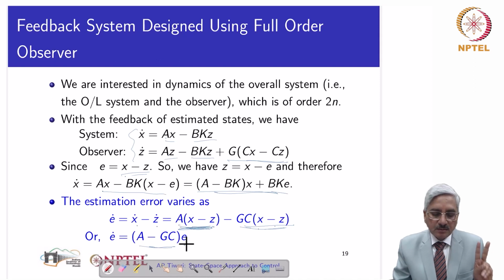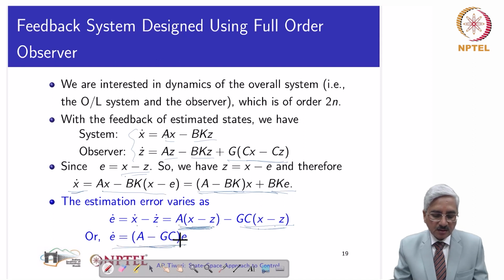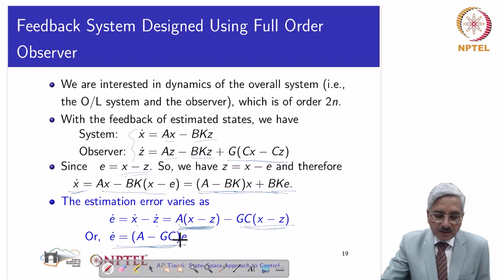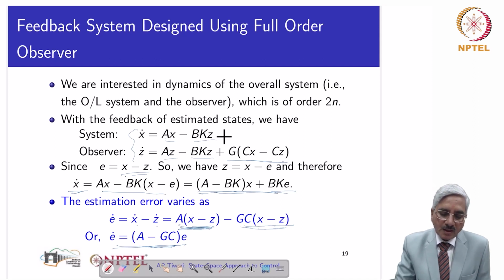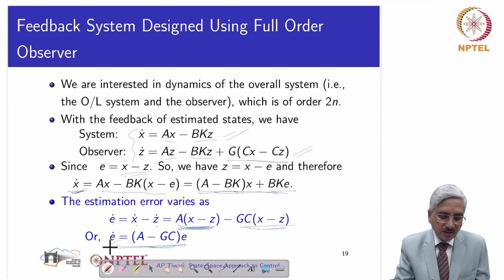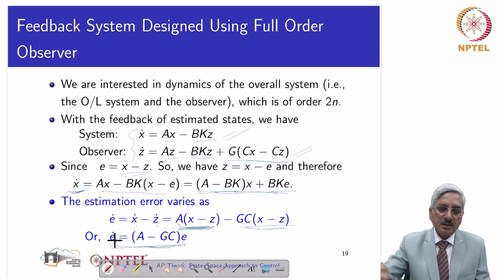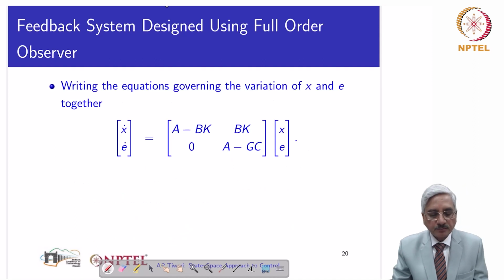So we have two equations for the overall system. One equation is this, x dot equal to (a minus bk)x plus bke, and the other one is this, e dot is (a minus gc)e. So basically we had the equation in terms of the system and the observer. It is in a way a transformation. So the new coordinates are x and e. So x dot is given by this and e dot is given by this. The same system transformed in these coordinates x and e instead of x and z.